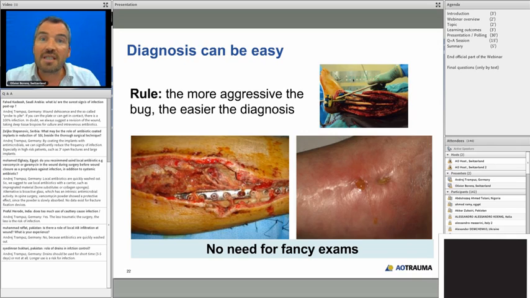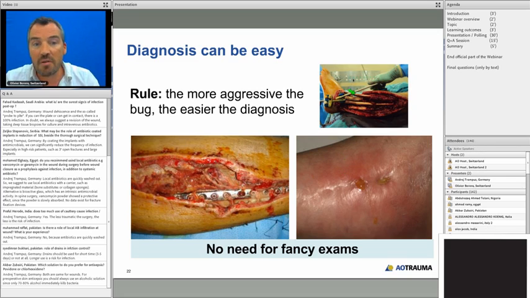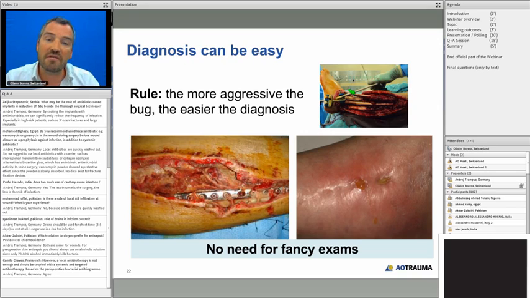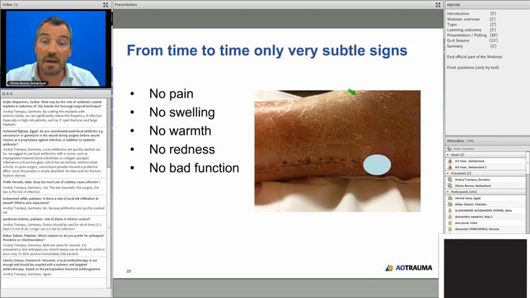Of course, the diagnosis can be easy. If you have an exposed plate, or, like you can see here, a fistula with oozing pus, or even exposed bone, at that time you know that there's an infection and the diagnosis is rather easy. But from time to time, it can be much more difficult, and you have to look for subtle signs, because from time to time, the 5 standard signs of infection, which are pain, swelling, warmth, redness, and bad function, cannot always be found in a patient.